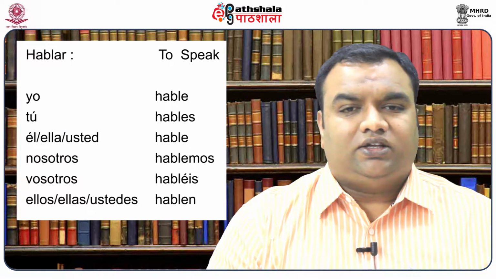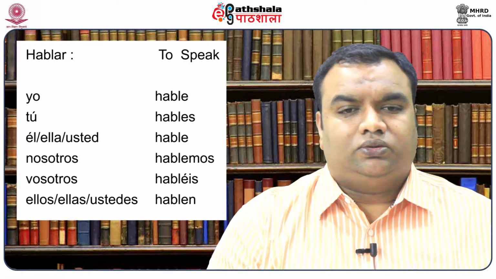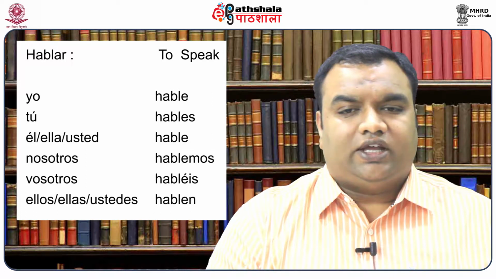and in step 3, for AR verbs, we add ER verb endings to the stem habl, and thus the subjunctive conjugations will be like yo hable, tú hables, él, ella, usted hable, nosotros hablemos, vosotros habléis, ellos, ellas, ustedes hablen.